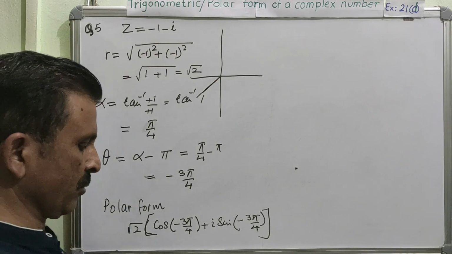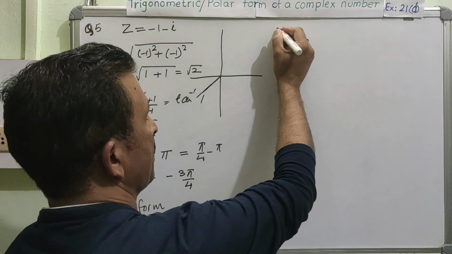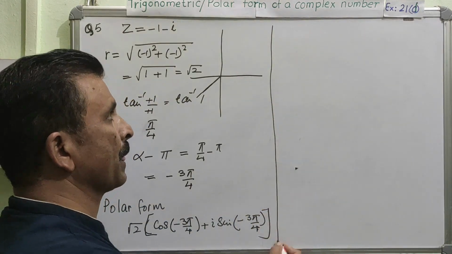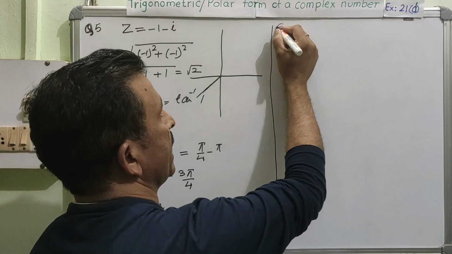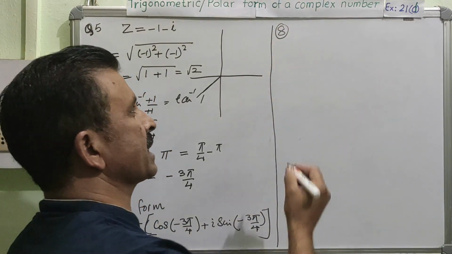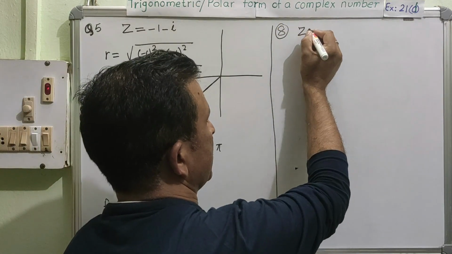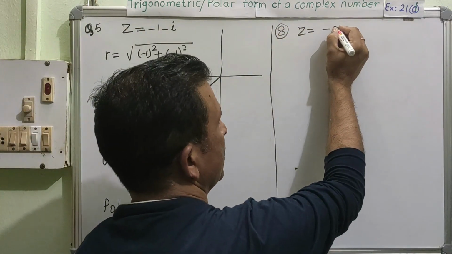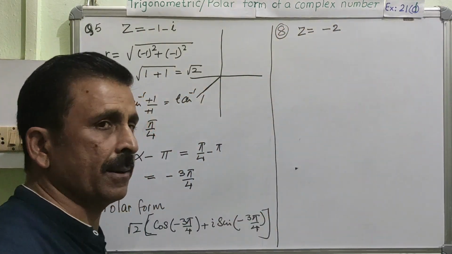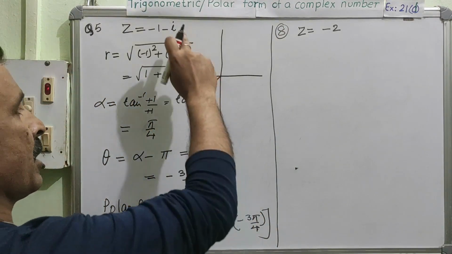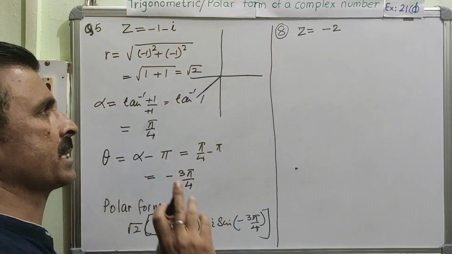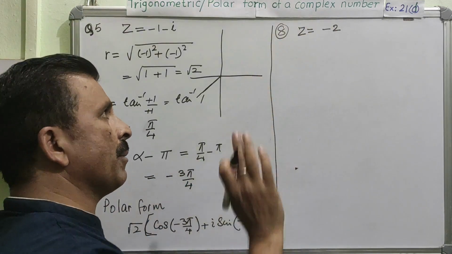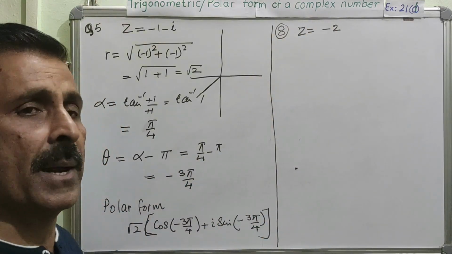Let us take one more question, question number 8. Here the complex number that is given is simply -2. Now this is a complex number. Look here. Compare this complex number with your previous complex number or any other complex number. What you will notice is that here we have only the real part and the imaginary part is missing.